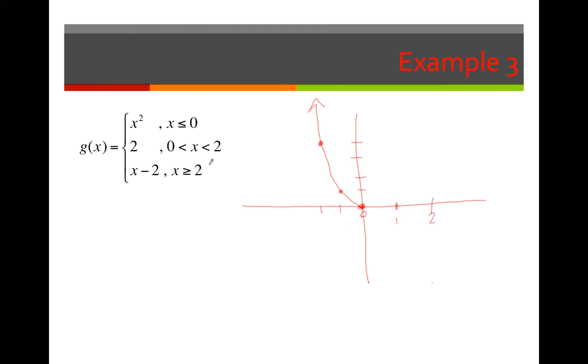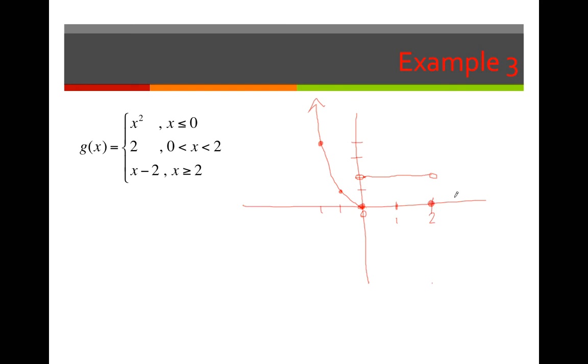Okay, so the next is, what's happening between 0 and 2? Well, it's the line y equals 2, which is horizontal. So at x equals 0, it's 2, but it can't be a filled dot because that would not be a function. And then it's horizontal all the way until 2, but because it's not equal to 2, it's an open dot. Then we start at x equals 2 for x minus 2. Okay, so if we plug in x equals 2, we get 2 minus 2 is 0. That's where our open dot's going to be.